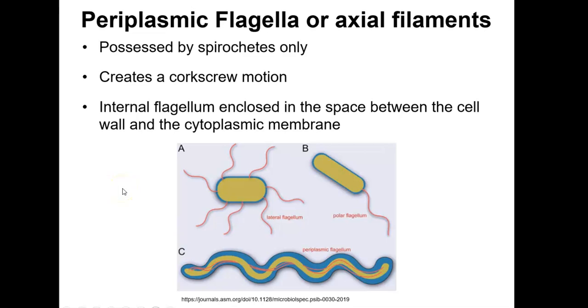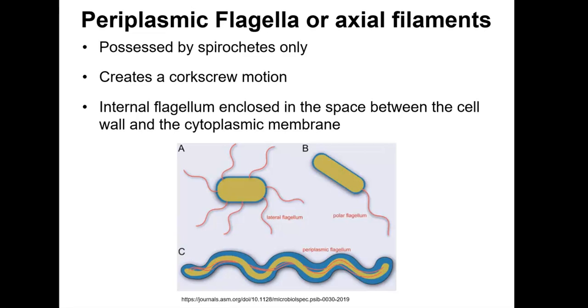There is another type of flagella. It's what we call a periplasmic flagella, or sometimes it's called axial filaments. And this type is only seen in spirochetes. So if you remember, the spirochetes were the ones that were tightly coiled. So this helps them to move in a corkscrew-like motion.